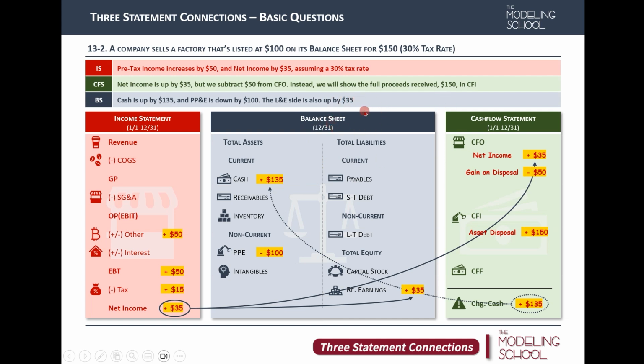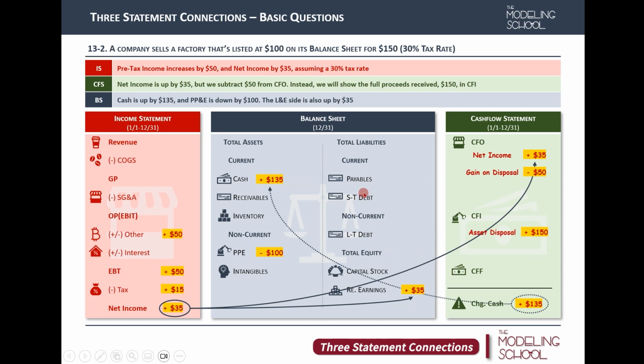So whether it's a case that makes a loss or a case that makes a gain from the asset sale, remember that we record gains or losses under cash flow from operations, and we record the actual disposal amount, the actual cash that has been received, under CFI, and the rest would be similar to our usual practices.